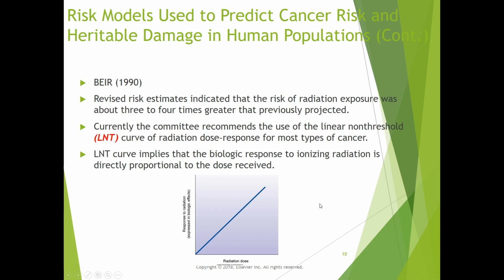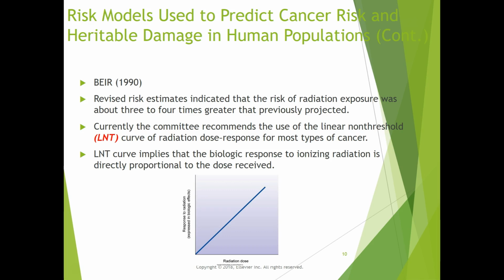Then 10 years later, since the 1980 report, newer risk models and updated dosimetry techniques have provided a better follow-up study for these Hiroshima and Nagasaki atomic bomb survivors. And in 1990, the committee revised their risk estimates. They indicated that the risk from radiation exposure was about 3 or 4 times greater than they had previously projected.